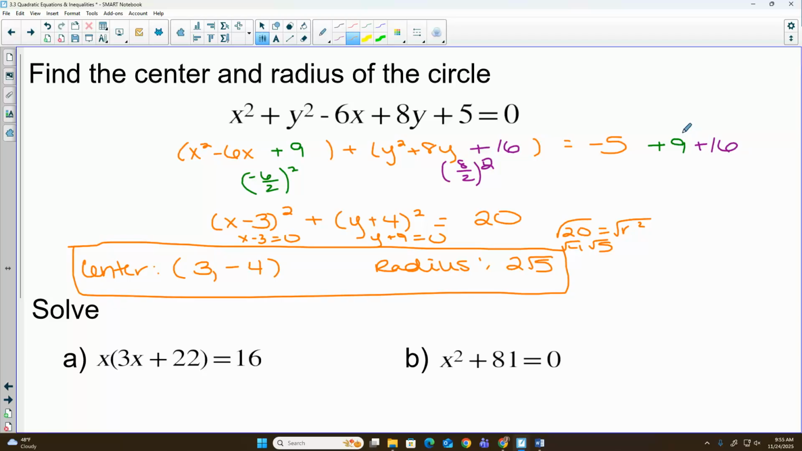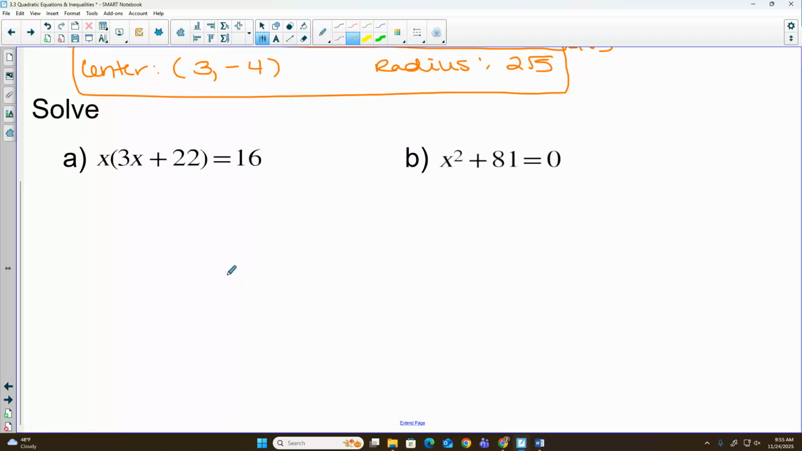Second one, solving quadratic equations. I didn't tell you how to solve them, just to get the solution. What would you have to do first on A? Distribute. I can't just say set each of those things equal to 16. That only works if it's equal to 0. So we have to multiply it out first. And let's subtract over that 16.